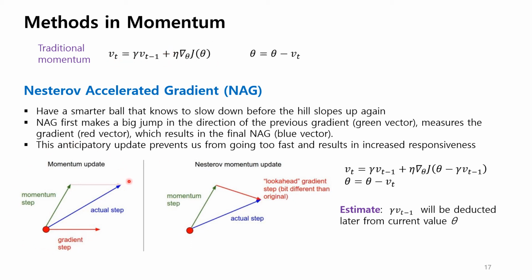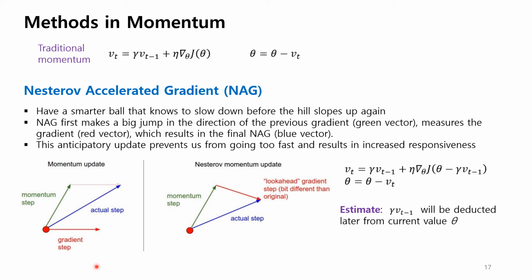So this picture shows the momentum update. This is the momentum step, represented here as this arrow, and this one here is actually this arrow. At this point you calculate the momentum, and you calculate the gradient at this point here. Then you add them, so that means this is the final direction you want to follow. This is the traditional momentum.